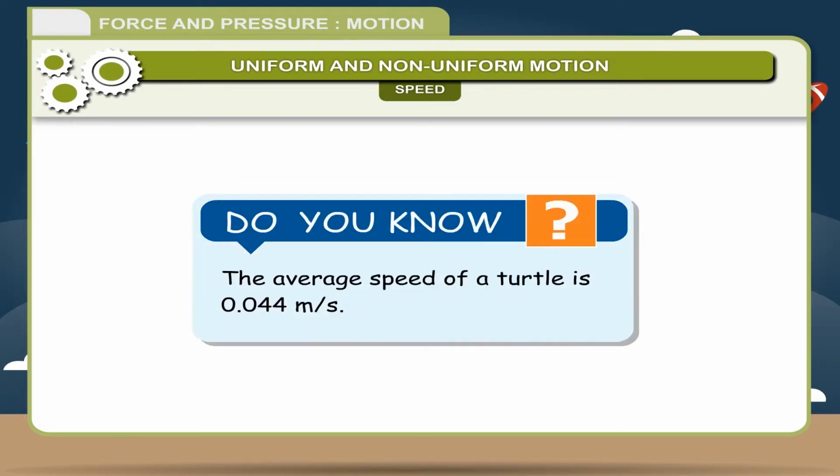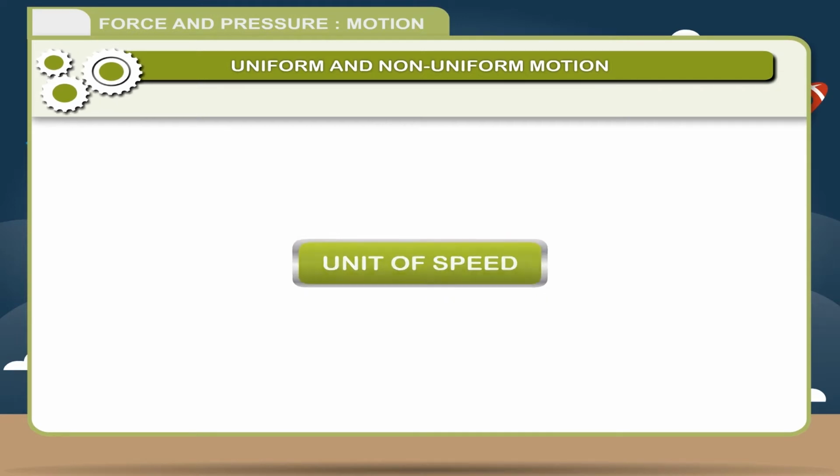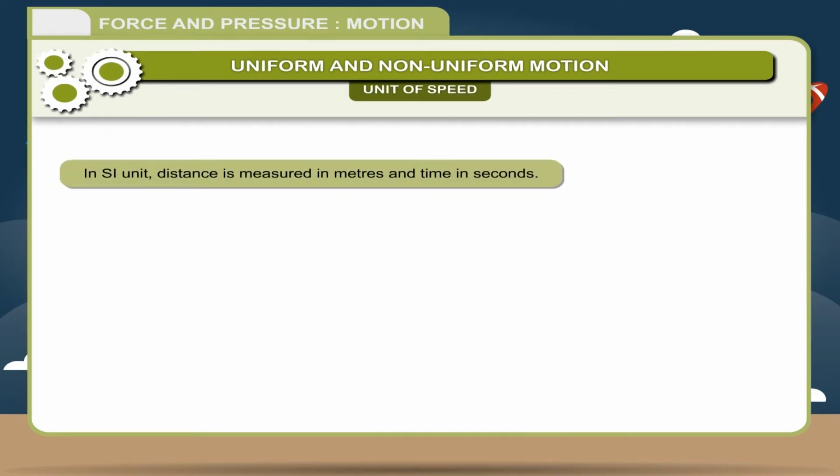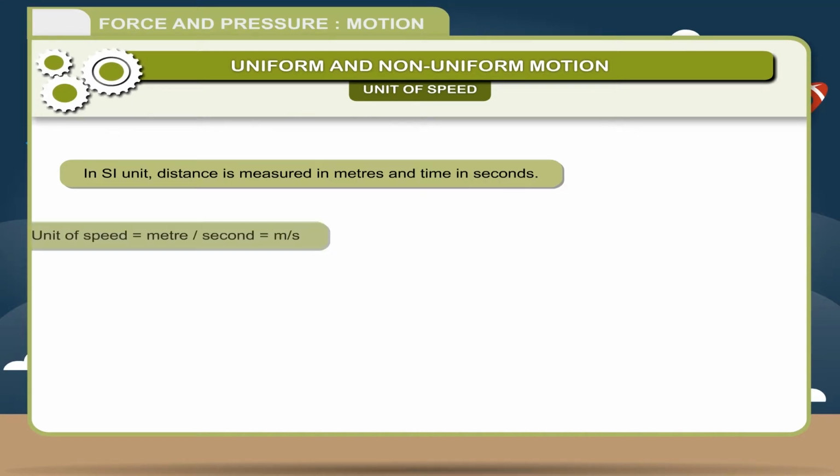Do you know? The average speed of a turtle is 0.044 meter per second. Unit of speed. The SI unit, distance, is measured in meters and time in seconds. Unit of speed is equal to meter per second.